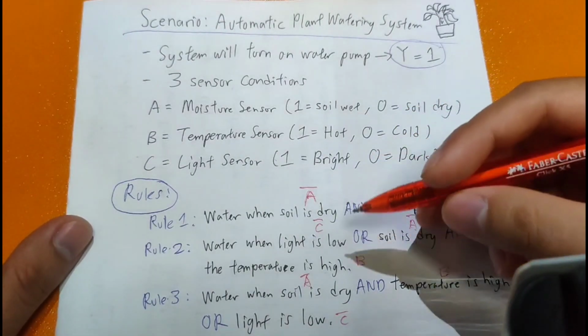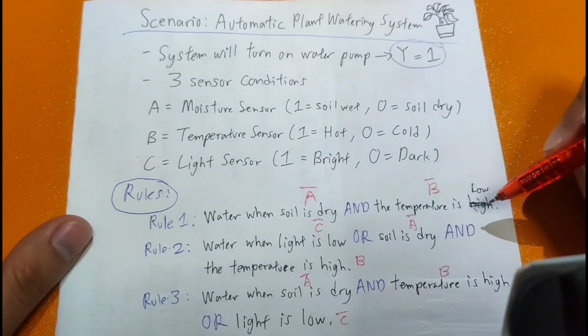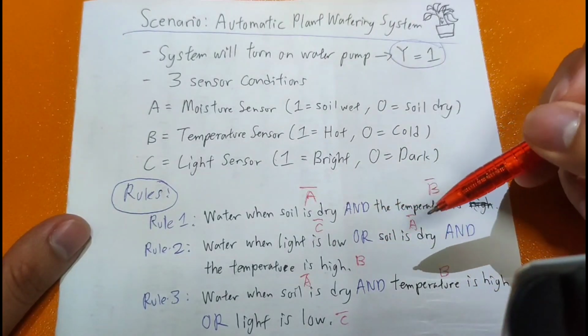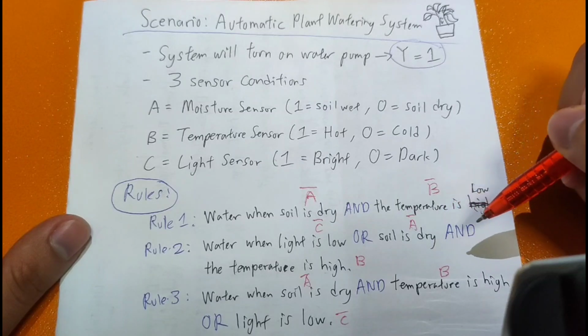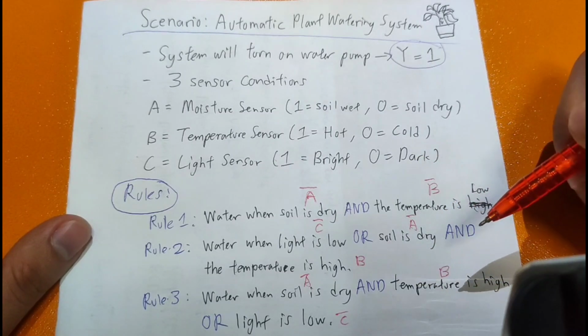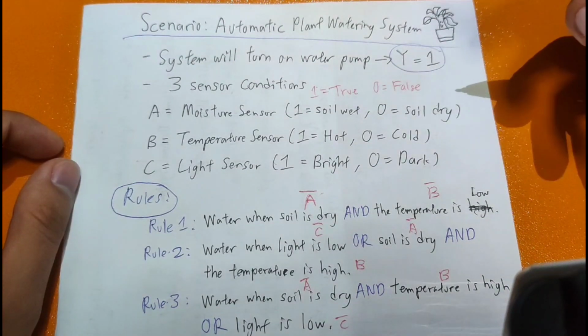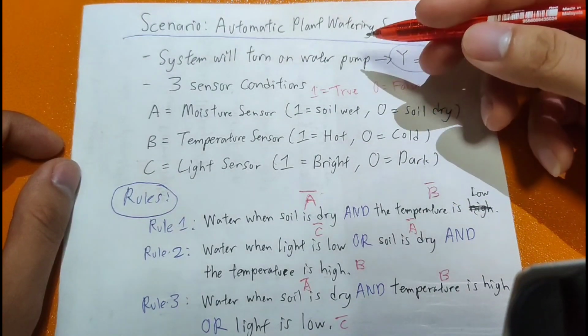Next, we apply the rules. Rule 1, water when the soil is dry and the temperature is low. Rule 2, water when light is low or soil is dry and the temperature is high. Rule 3, water when soil is dry and temperature is high or light is low. First, we need to apply the rules together with our condition.